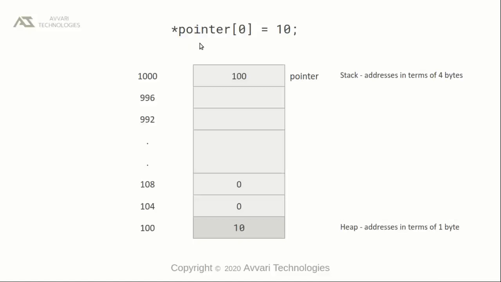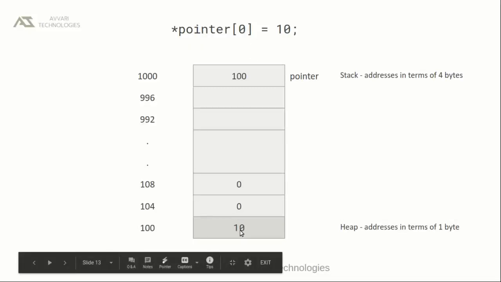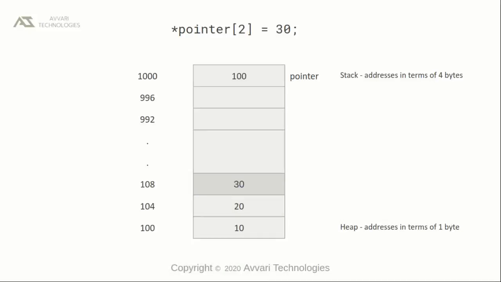Now the contents of pointer of 0 is 10. The value at address 100 is 10. The value at address 104 is 20. The value at address 108 is 30.